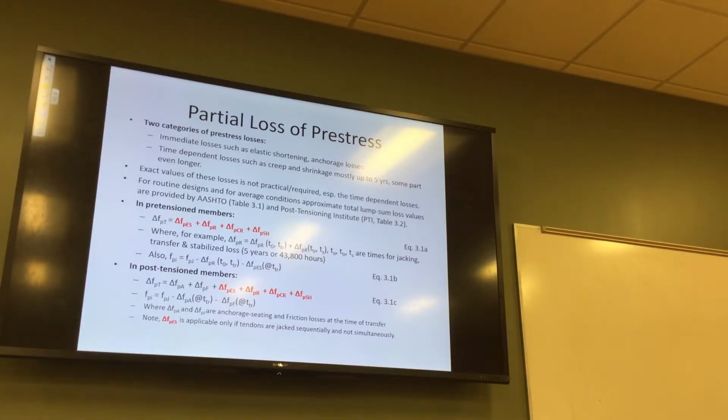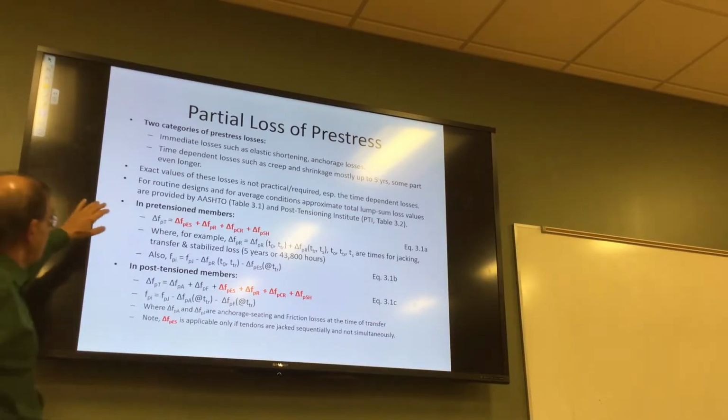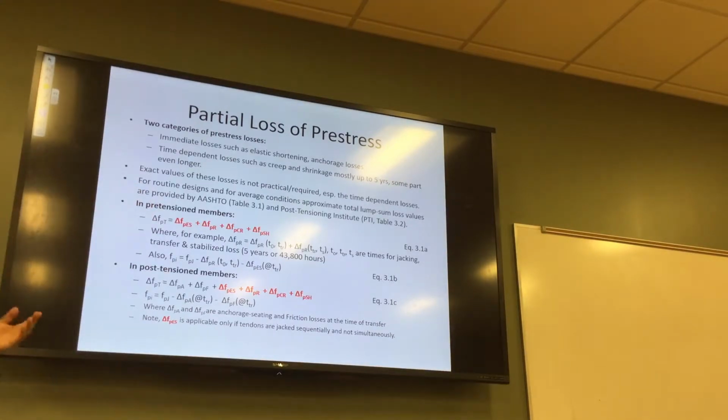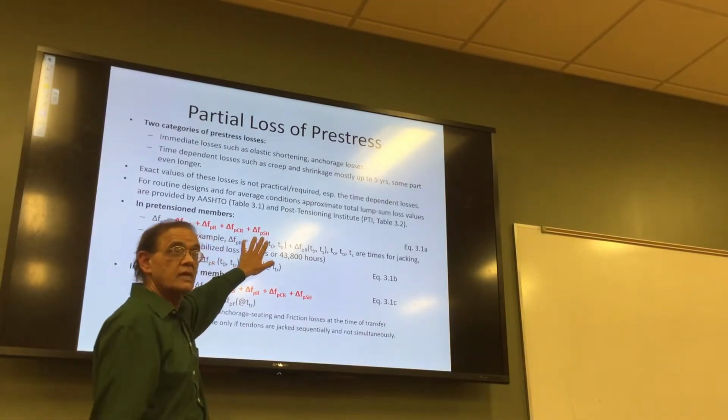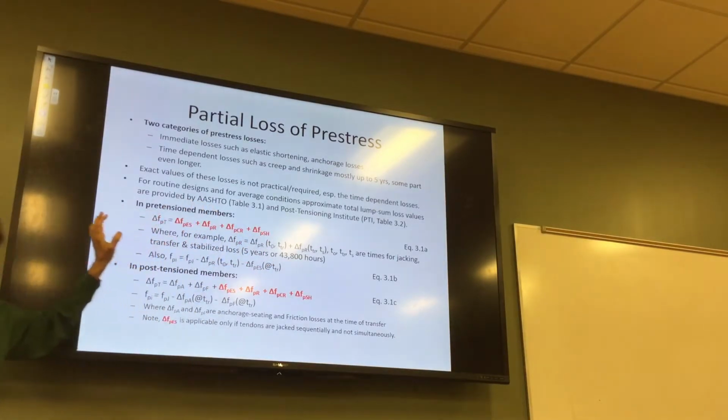Anyway, so like I said, for routine designs and for average conditions and for preliminary checks of what you should be selecting, there are values in table 3.1 and 3.2, which we'll look at in a minute. I'm just going through this. Look at those numbers and see what's interesting about them. So we keep those ready to go. In pre-tension members, there are only 4 kinds of losses that are of concern. 1, 2, 3, 4. These are the 4 kinds of losses for a pre-tension member.